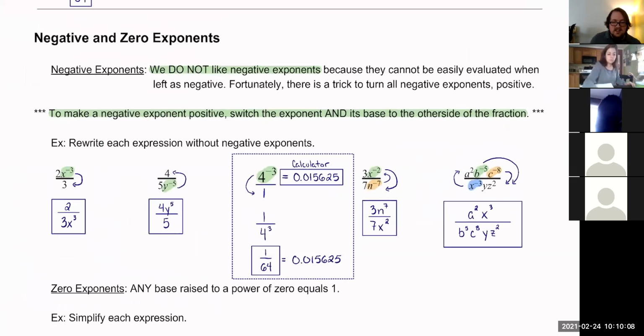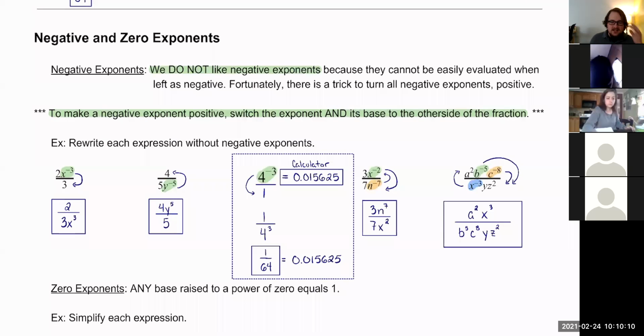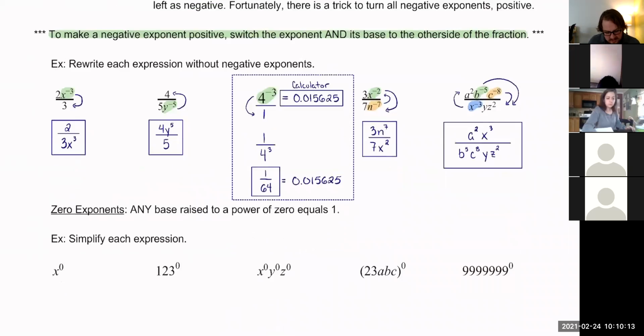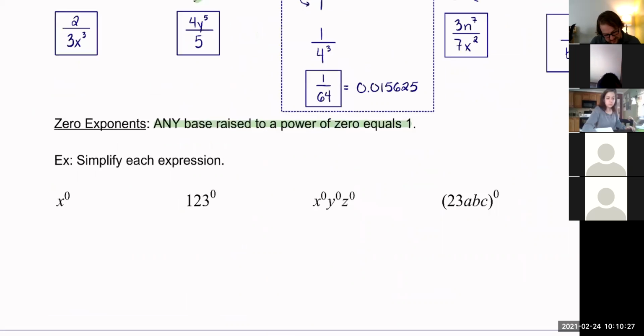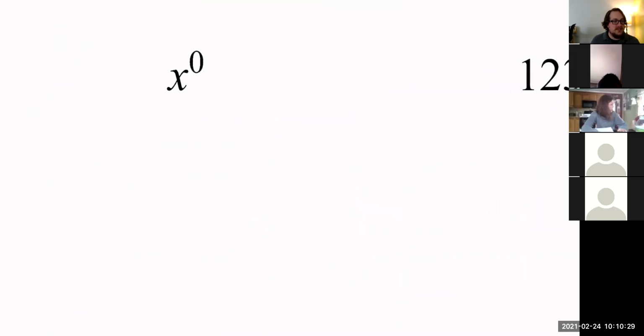Good news, the last little segment on this side of the notes is a little bit easier. And that's about zero exponents. Zero exponents tells me that any base raised to a power of 0 equals 1. Now that's usually mind-boggling for students, but it's kind of fun to see. Based on that statement, what's x to the power of 0? Not 0. Nope. Any base to a power of 0 equals 1.